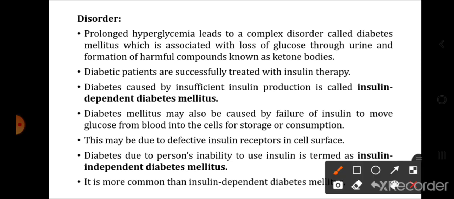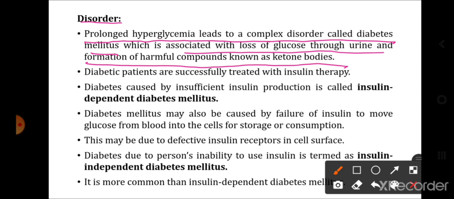Now some of the disorders related to the insulin. Prolonged hyperglycemia leads to a complex disorder called diabetes mellitus, which is associated with the loss of glucose through urine and formation of the harmful compounds known as ketone bodies. अगर hyperglycemia continue होता है तो it causes a disease called the diabetes mellitus. जिसकी वजह से the urine will contain the glucose और glucose will be lost in the urine और इसके अलावा some harmful components are formed like ketone bodies.